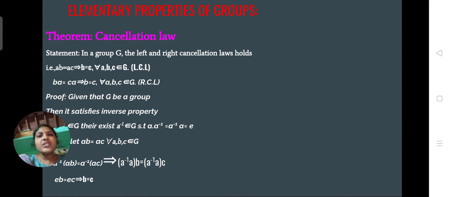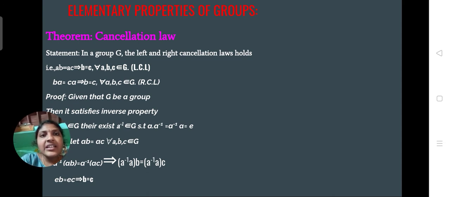In the elementary properties of groups, we have four theorems. The first theorem is the cancellation law. The statement of the cancellation law is, in a group G, the left and right cancellation laws hold. So here we have two cancellation laws, that is left and right cancellation law. ab = ac implies b = c for all a, b, c belongs to G. This is LCL, the left cancellation law. And ba = ca implies b = c for all a, b, c belongs to G. This is the right cancellation law.